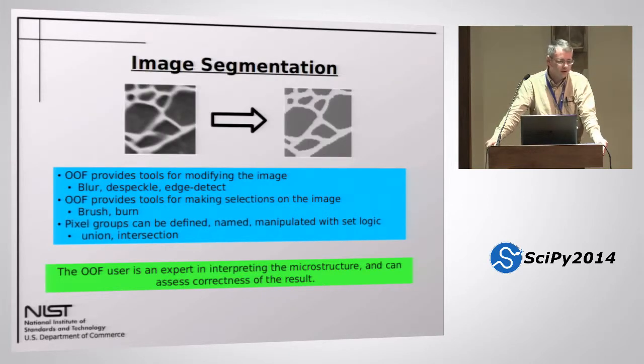So the segmentation process, in slightly more detail: OOF provides a number of tools for modifying the image. You can blur, you can despeckle, you can do various kinds of edge detection. We have some nonlinear diffusion models in there. We actually have one guy on the team who is a specialist in image segmentation who is developing more sophisticated tools.